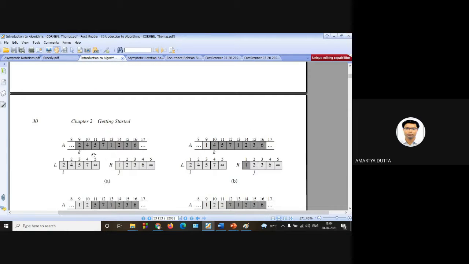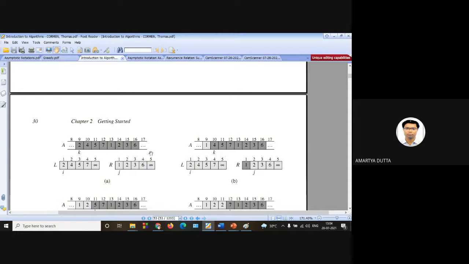So this is the array: 2, 4, 5, 7, 1, 2, 3, 6. Our first task is to divide this whole array into two subarrays. The first, left subarray will have n1 elements, and the right will have n2 elements. So 2, 4, 5, 7, infinity, this is the sentinel. Similarly 1, 2, 3, 6, this is the right subarray, and this is the sentinel.